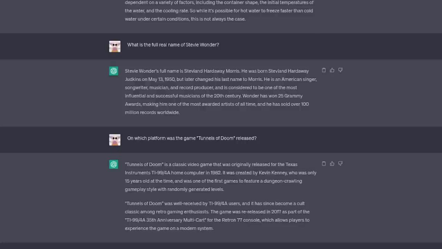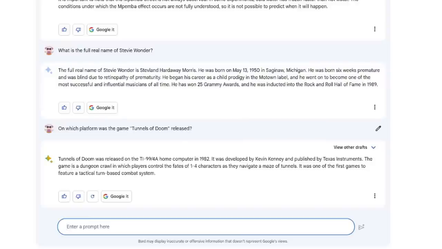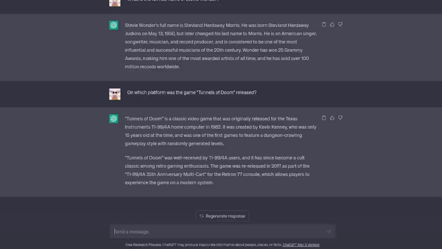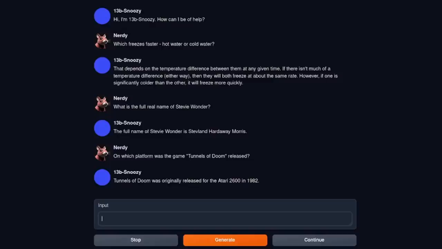ChatGPT correctly identifies that the classic video game was released for the Texas Instruments TI-99/4A in 1982, and also provides a lot of additional information. And Bard also gets it correct. Tunnels of Doom released on the TI-99/4A in 1982, and a little bit more information there. So Bard and GPT got it right, and I'm afraid both of these two were incorrect.